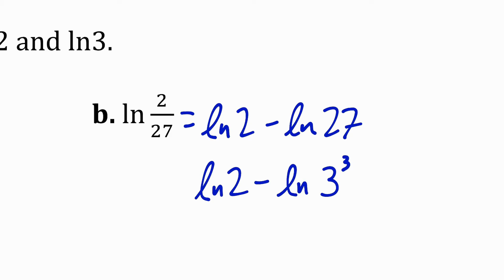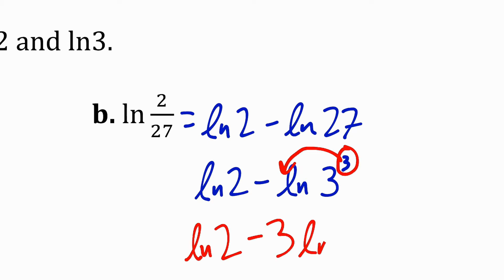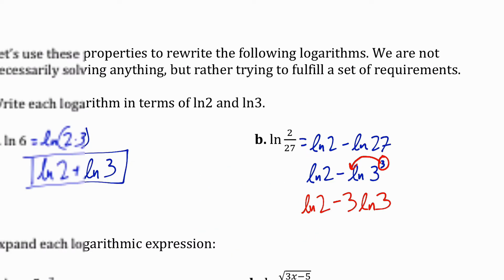So we've used the quotient property to separate them out. Now we're going to use the power property and move that out front. So we end up with the natural log of 2 minus 3 times the natural log of 3. So we can get those in terms of natural log of 2 and natural log of 3.